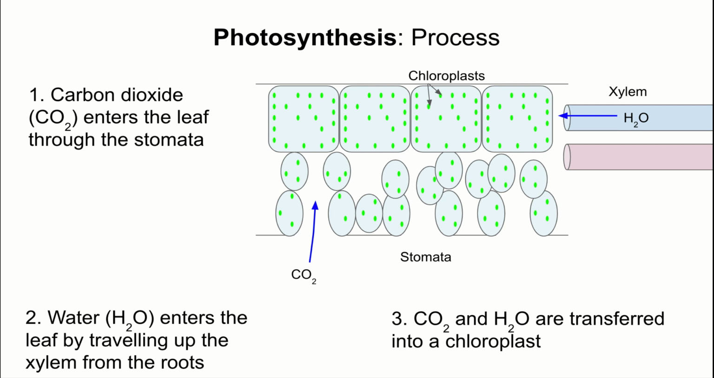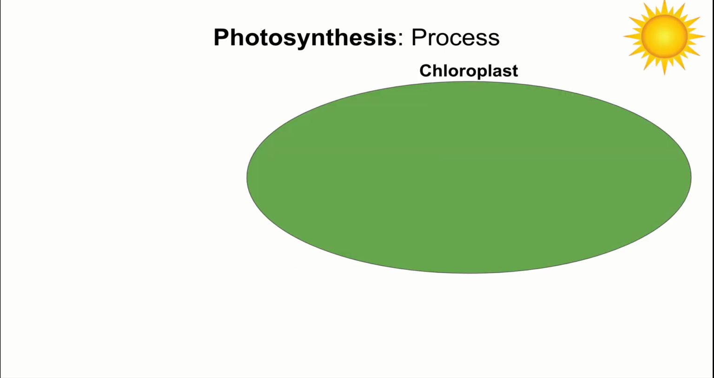Step three, CO2 and H2O are transferred into a chloroplast. So we need to get the CO2 and the H2O into a chloroplast. I'm using red arrows to show that they're both going into that chloroplast right there. And now we're going to zoom in onto that chloroplast. So you can feel free to join me in drawing a big chloroplast on another area of your paper. Label it chloroplast, and we're going to draw what happens in there.